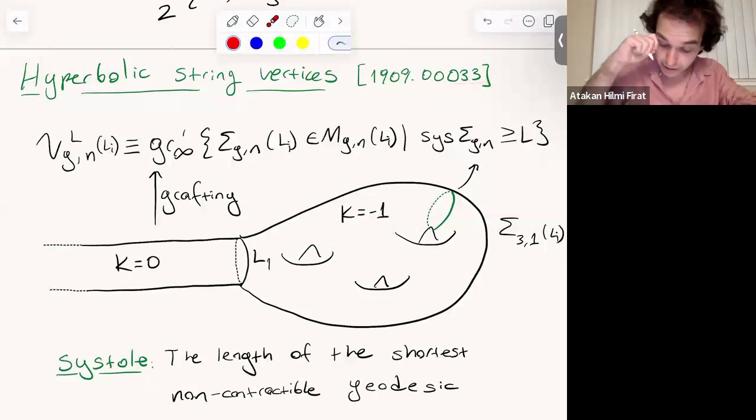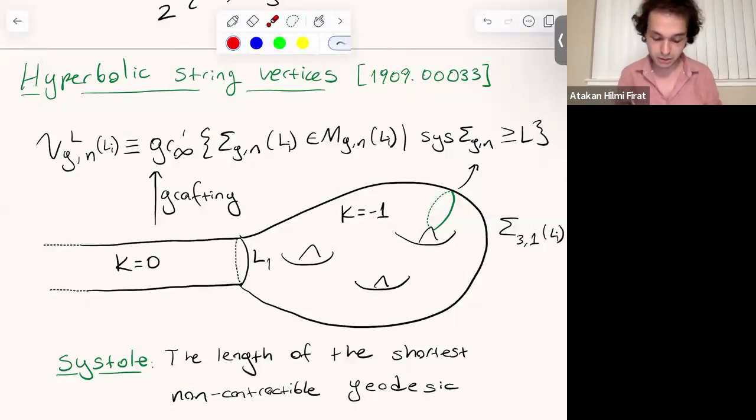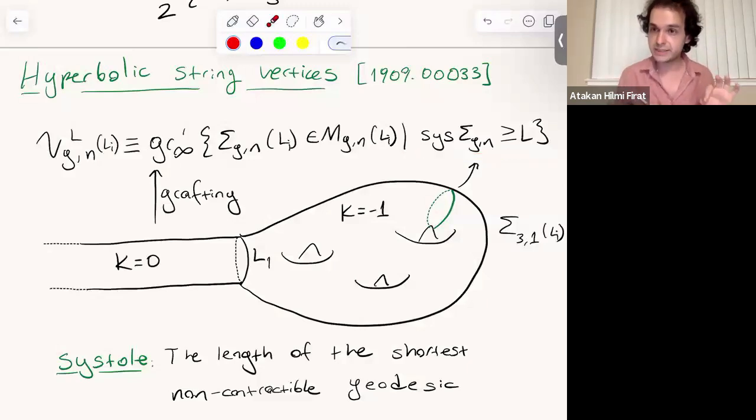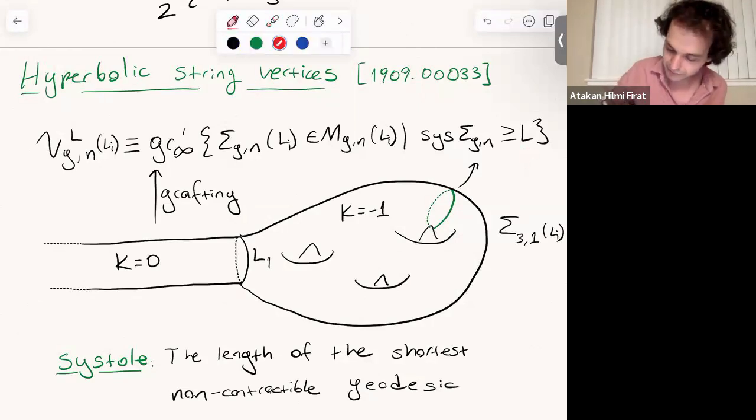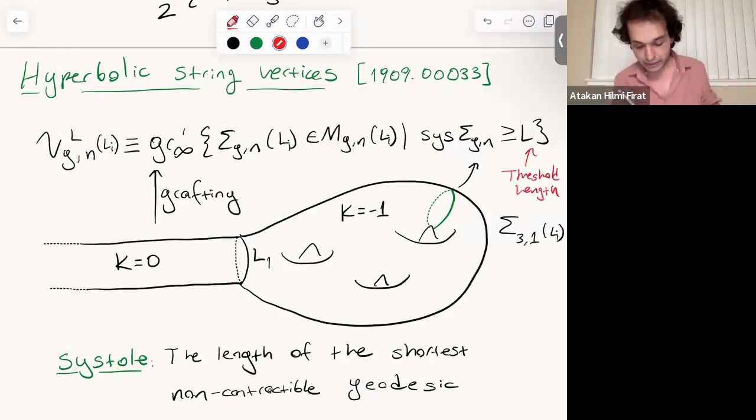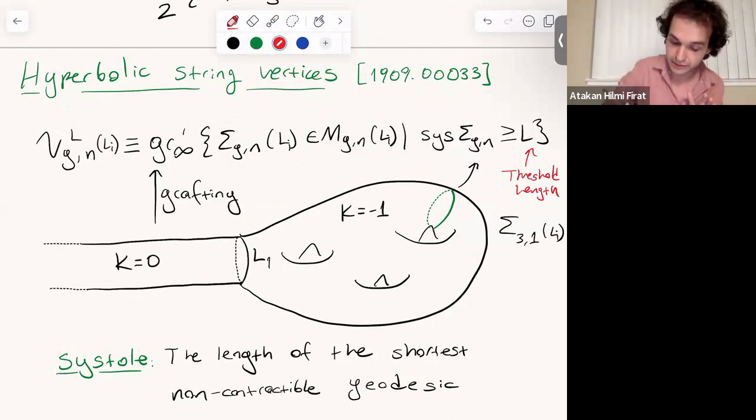This is done in this paper by Costello and Zwiebach, and let me explain the basic construction. What you do is the following. You start with a bordered Riemann surface. Here I consider a genus one bordered surface with border length L1. You consider all those surfaces, but with the constraint that your systole is greater than some threshold length L. This is the cutoff, the threshold length. And the systole is the length of the shortest non-contractible geodesic. So your non-contractible closed geodesics always have length greater than this L.